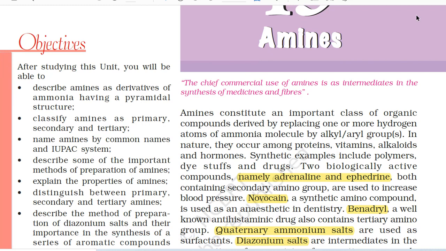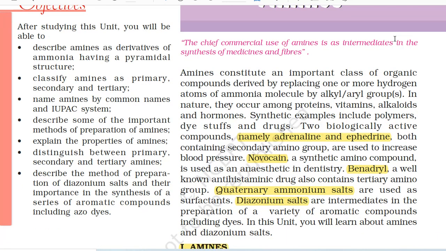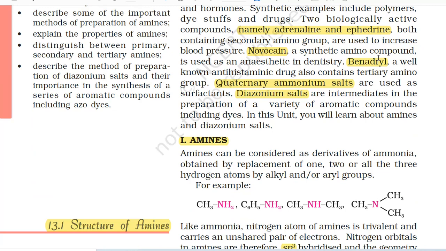Two biologically active compounds, namely adrenaline and ephedrine, both containing secondary amino group, are used to increase blood pressure. Novocaine, a synthetic amino compound, is used as an anesthetic in dentistry. Benadryl, a well-known antihistaminic drug, also contains tertiary amino group. Quaternary ammonium salts are used as surfactants. Diazonium salts are intermediates in the preparation of a variety of aromatic compounds including dyes. In this unit, you will learn about amines and diazonium salts.